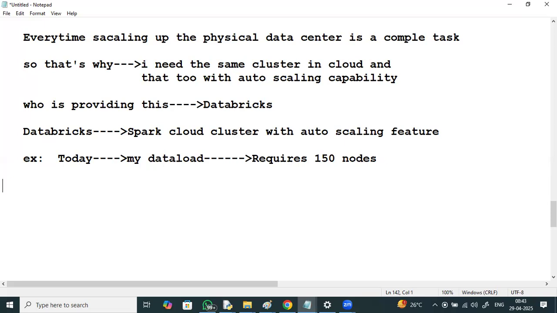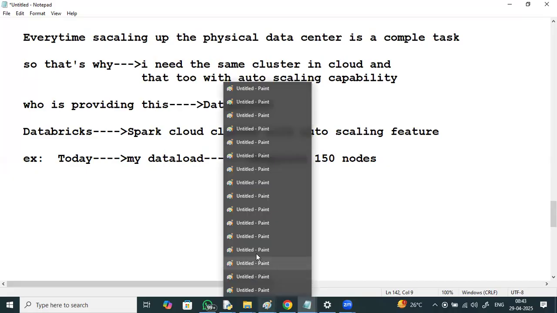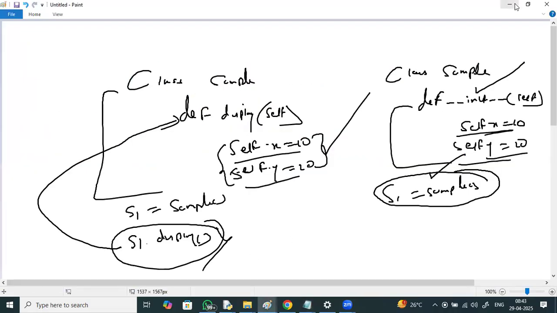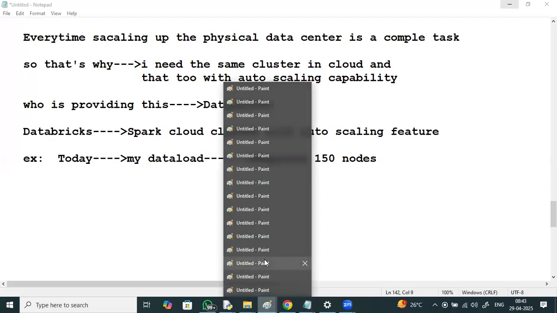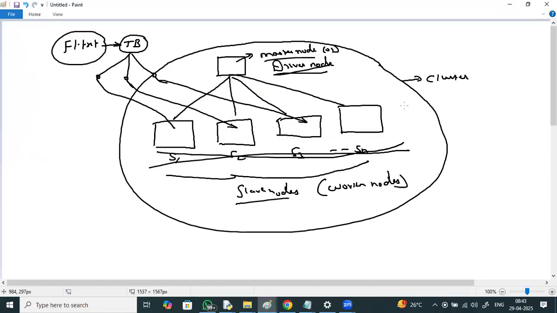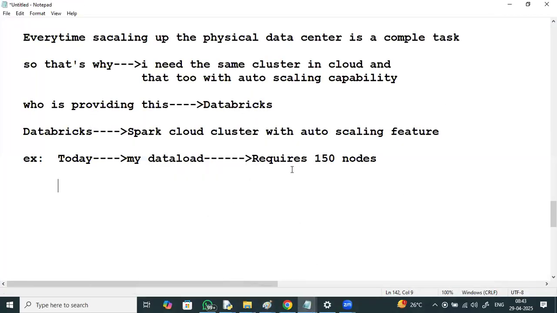What is this node, sir? Systems. The slave nodes, the worker nodes, where your data is going to be stored across multiple systems. We are talking about huge data, petabytes of data, where your data is divided into partitions and stored across multiple systems, multiple nodes. So today my data load requires 150 nodes.